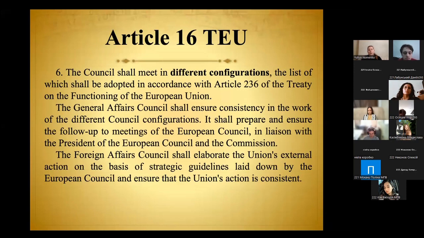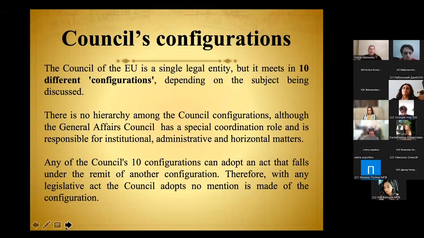The Foreign Affairs Council shall elaborate the Union's external action on the basis of strategic guidelines laid down by the European Council and ensure that the Union's action is consistent. And you remember about, once again, the High Representative of Foreign Affairs, who declares and represents the external policy of the European Union. So once again, Council configurations in 10 different meetings, depending on the subject being discussed. There is no hierarchy among the Council's configurations, although a lot of scientists and lawyers define that the General Affairs Council has a special role in coordination of the institutional work.